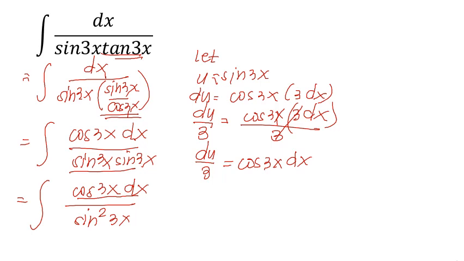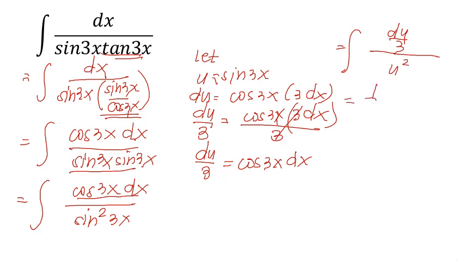Now, the new value of our cosine 3x dx is equal to du all over 3. Alright? So now we could apply the substitution rule. So we will have here, I'll just write it here, integration of cos 3x dx, which is equal to du all over 3, all over sine squared 3x, where sine 3x is equal to our u. So we will have u squared.